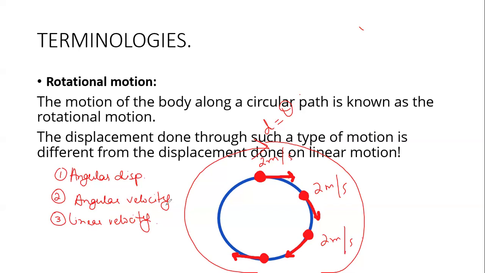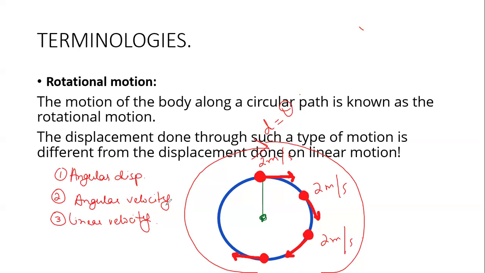Then linear velocity. What is linear velocity? Linear velocity is instantaneous velocity. An easy way to understand this is to think of the diagram that I've drawn. Think of it this way: you have a rock attached to the end of a string and you are moving it in a circle. At one point, the string will break.